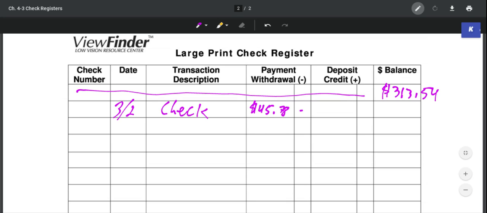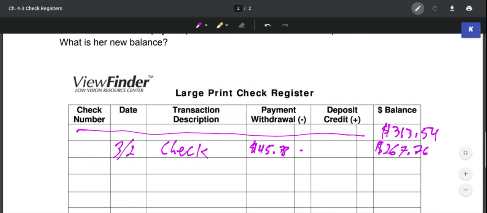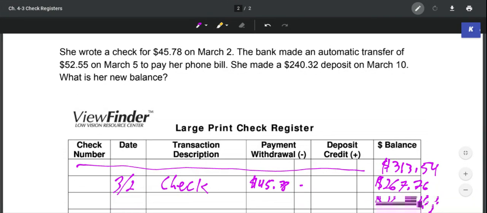You're subtracting that amount from your previous balance here. That's why I always take up the first line and do that, so that I don't have to go hunt for it. When we subtract $45.78 from $313.54, our new balance is now $267.76. So that's the process of what this looks like. You just do it as you go. Now let's look at the next payment.